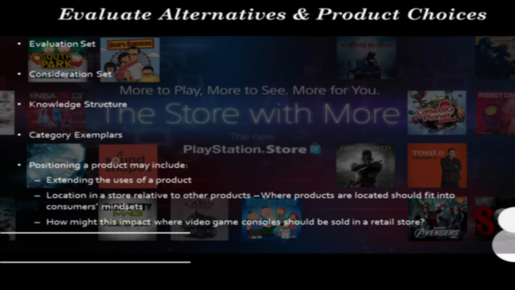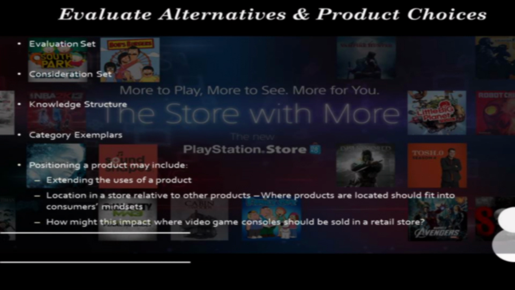So, for instance, I might go in my living room, making my own choices about whether or not to play a certain video game. And I may say to myself, well, out of this entire population of video games, which is my evaluation set, I might have a consideration set. Is it Assassin's Creed or Uncharted? Is it Fortnite or League of Legends?